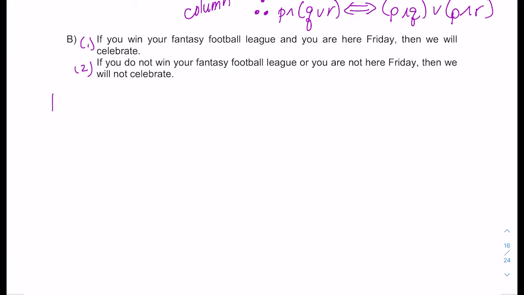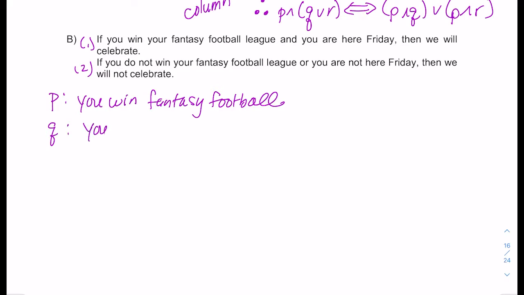So the first thing I need to do is write out what P and Q are. In each of the statements, it talks about winning fantasy football. So remember, P, Q, and R will be positive. So for P, you win fantasy football. Q would be the second part of the statement: you are here Friday. And R is the third part of the statement, which is we will celebrate.